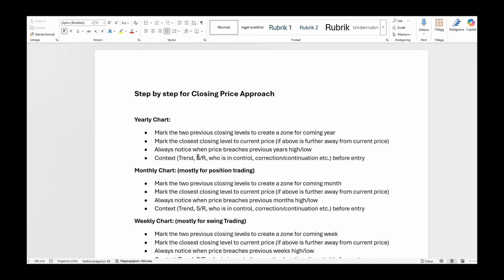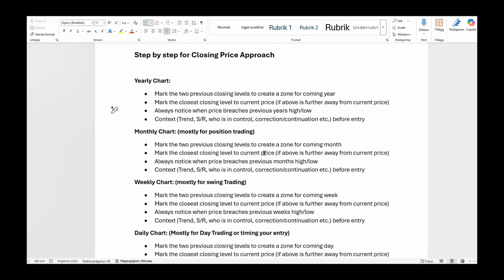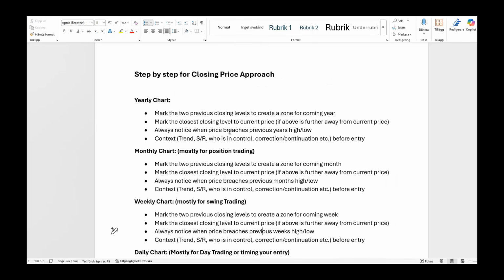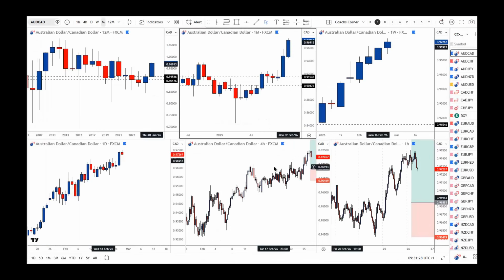So let's just do the yearly chart, marking the two previous closing prices to create a zone for the year, and then mark the closing price that is closest to the current price, because sometimes there is something in between those zones. And always notice when price breaches the previous highs and lows. Yeah, so I was just looking at if I change the yearly, the previous month, previous week, and previous days. Perfect.